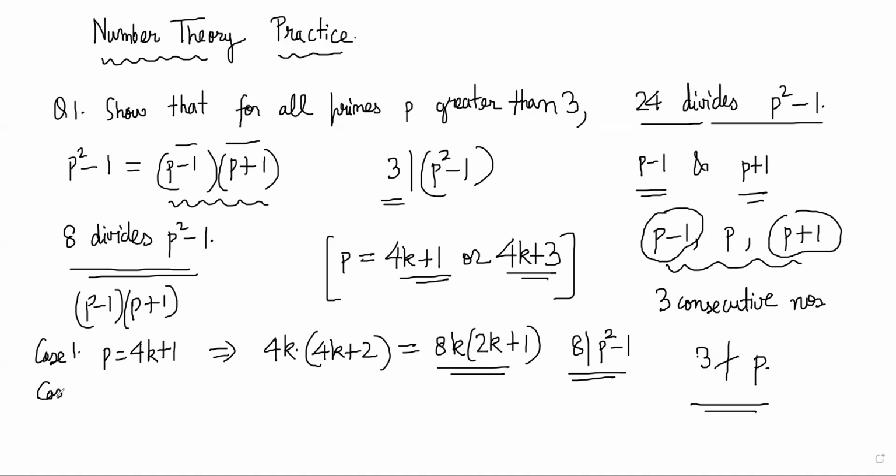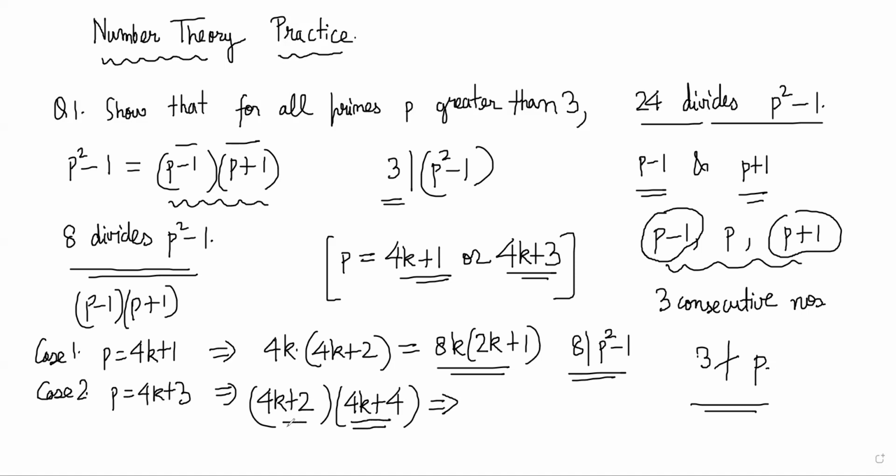And in case 2, when p is 4k plus 3, again you can see that it will become 4k plus 2 and 4k plus 4. And again, that implies that you can take 4 common here and 2 common here. So 8 will divide p square minus 1. So in all the cases, 8 definitely divides p square minus 1, and we have already shown that 3 divides p square minus 1. So basically we get that 24 divides p square minus 1.